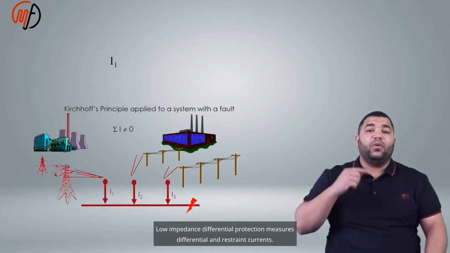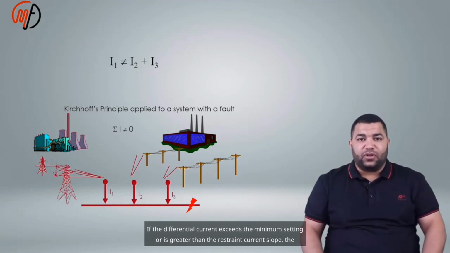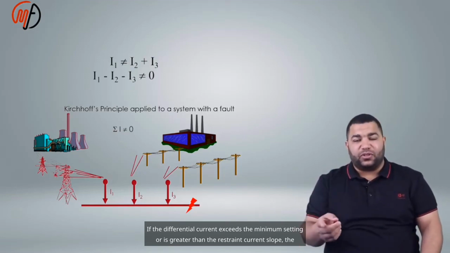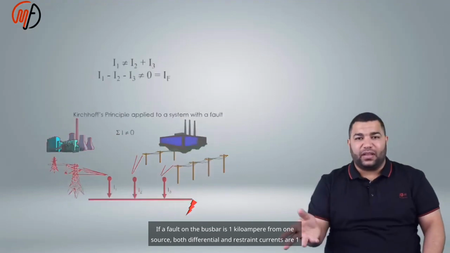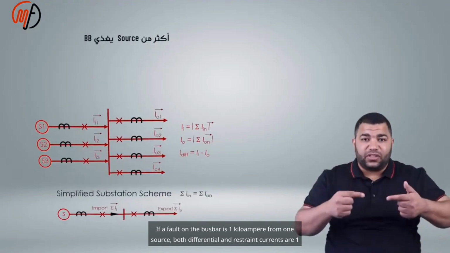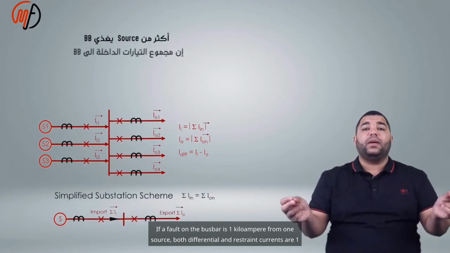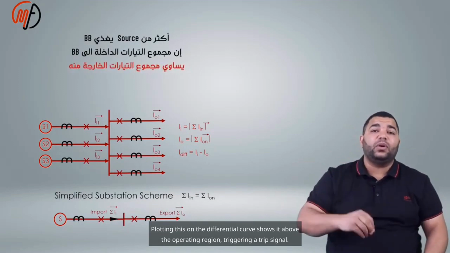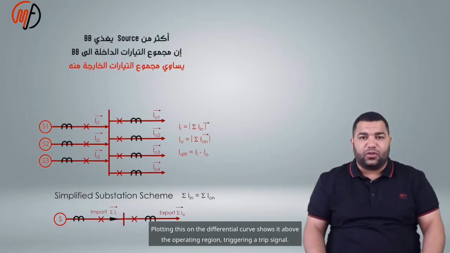Low impedance differential protection measures differential and restraint currents. If the differential current exceeds the minimum setting or is greater than the restraint current slope, the relay trips. If a fault on the bus bar is 1 kiloampere from one source, both differential and restraint currents are 1 kiloampere. Plotting this on the differential curve shows it above the operating region, triggering a trip signal.